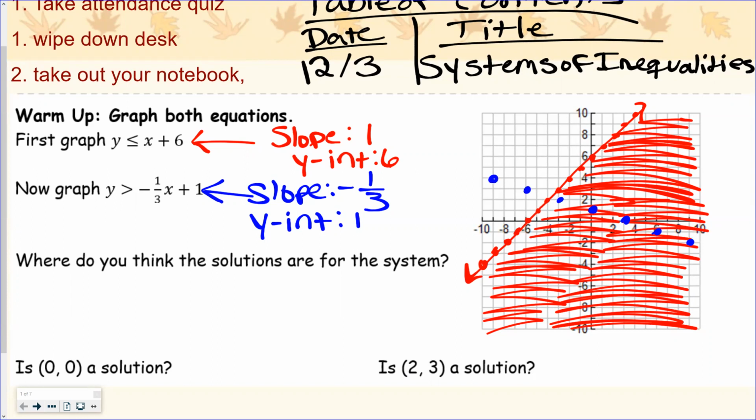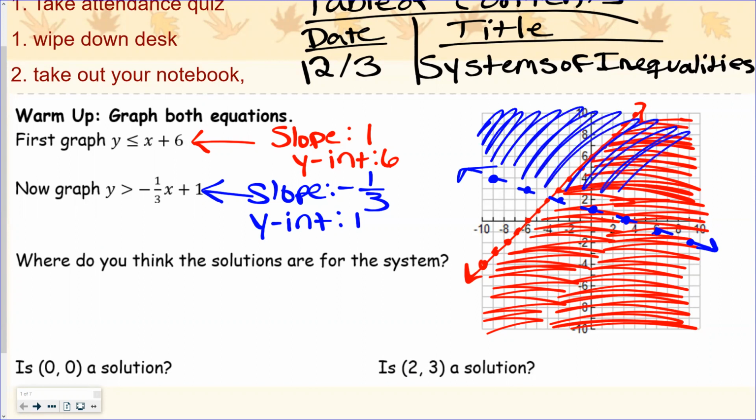And then this time I have a greater than symbol. So that means I'm going to have a dashed line. Now I am greater than, so that means I need to shade above my line. So my shading is going to be on this side. And that right there is what a system of inequalities will look like.